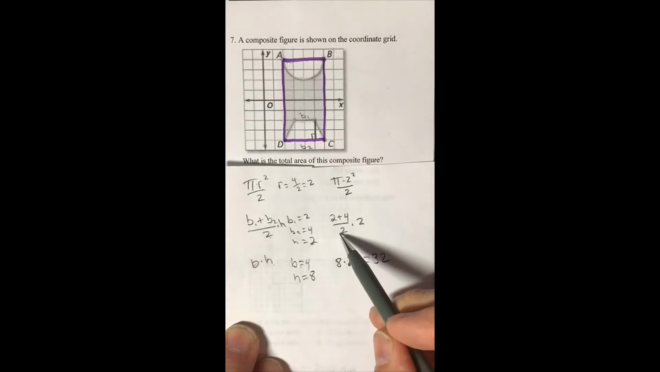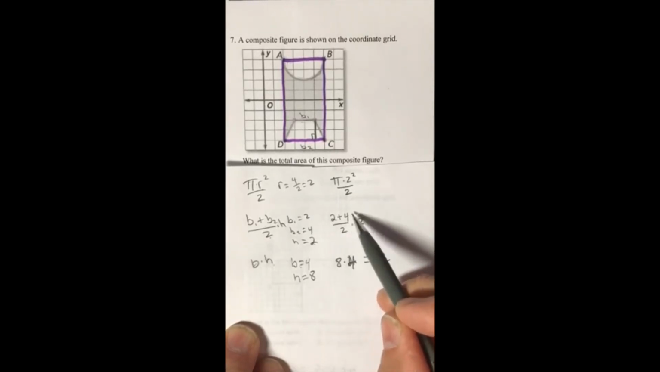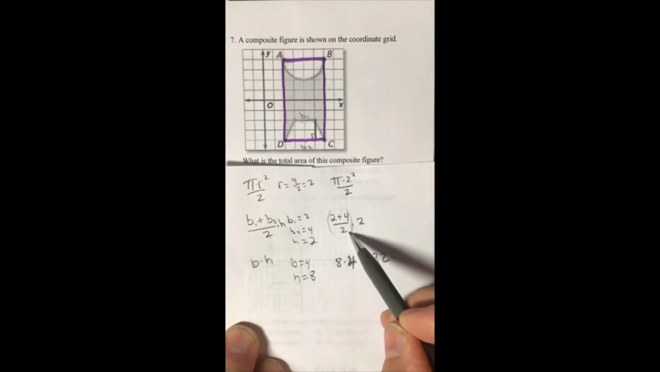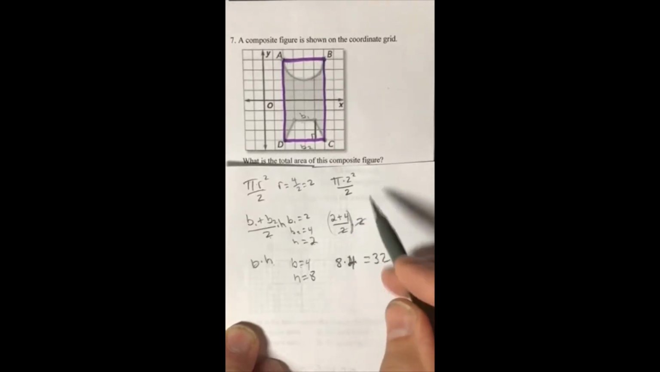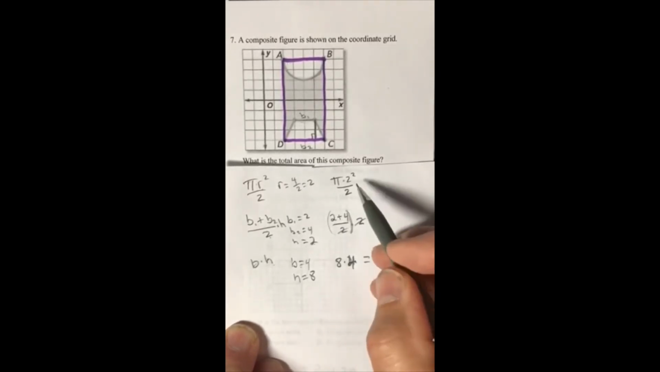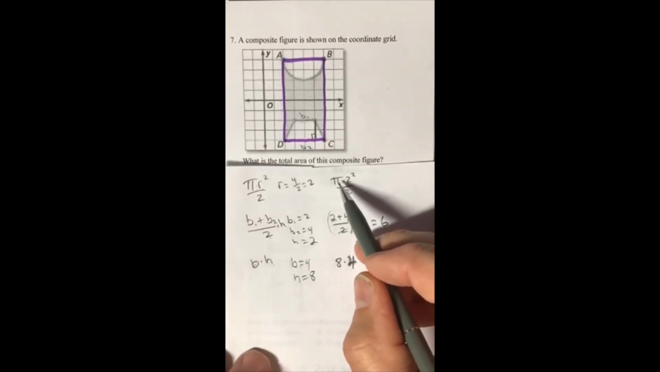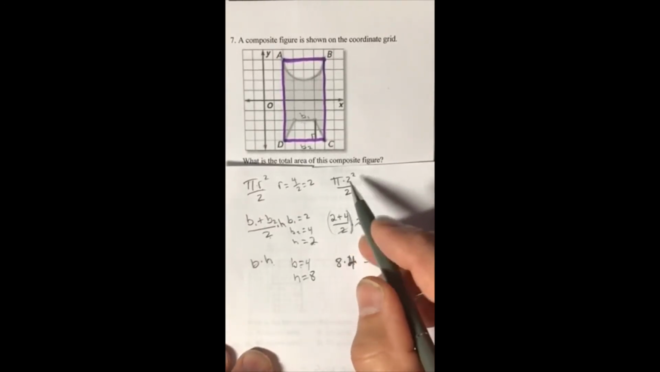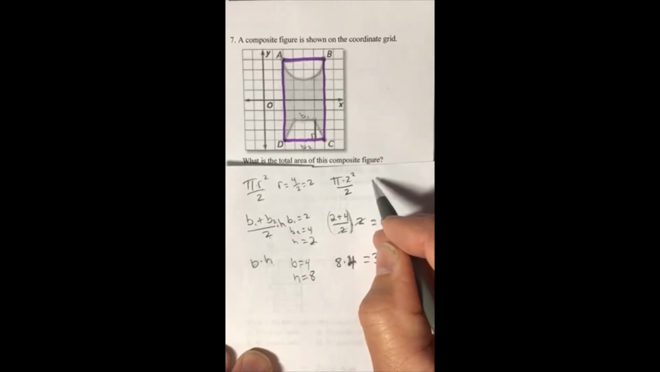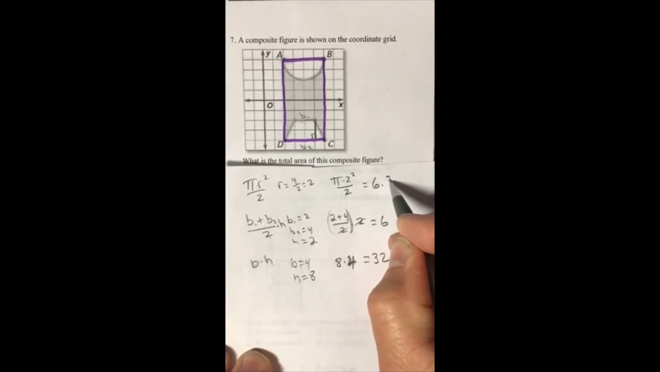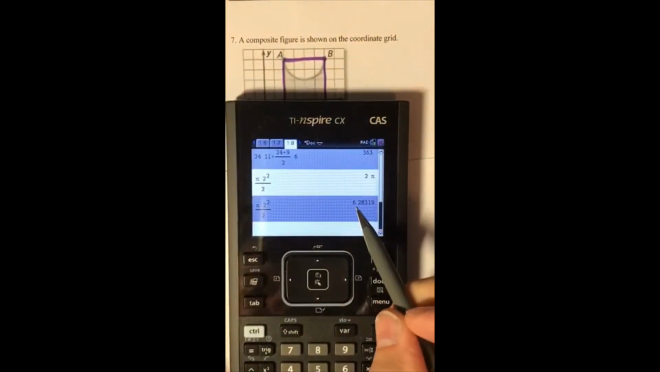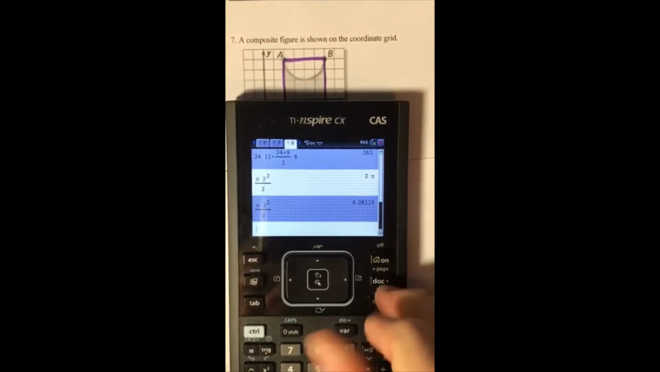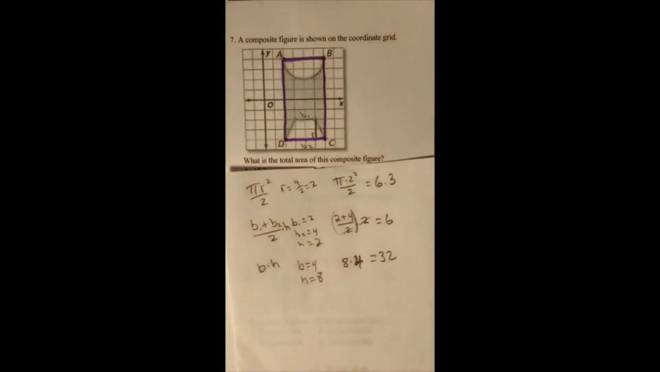Here, because this is a fraction being multiplied to a whole number, if you can see that, you can scratch those out. So 2 plus 4 is 6, and for the semicircle, let's go ahead and put this into the calculator, and this will give us 6.3 approximately. As you can see right here on the calculator, I have 6.28, so I'll round to 6.3. That's just to save space.